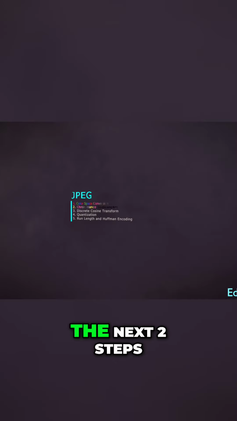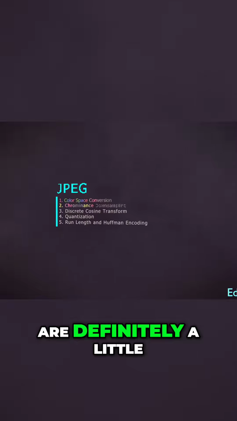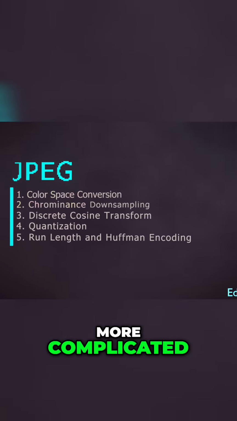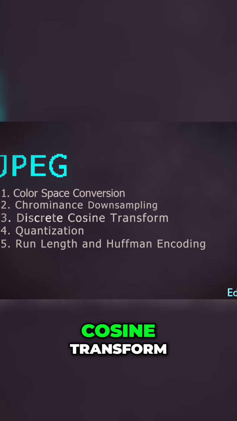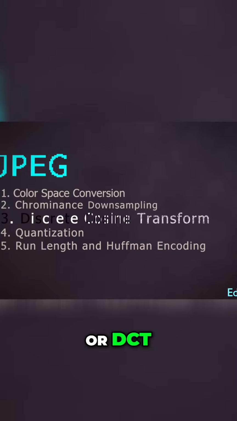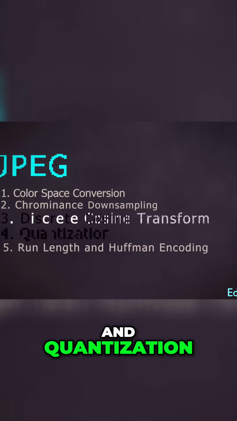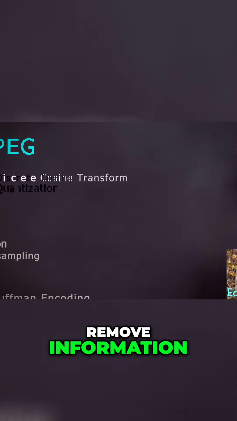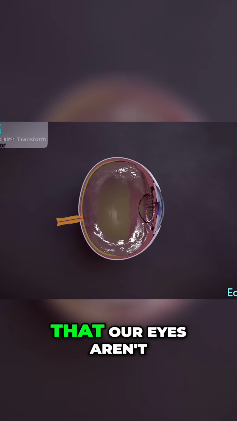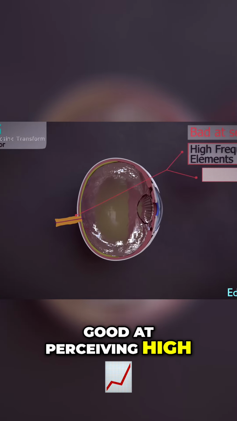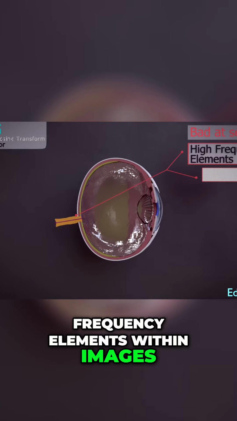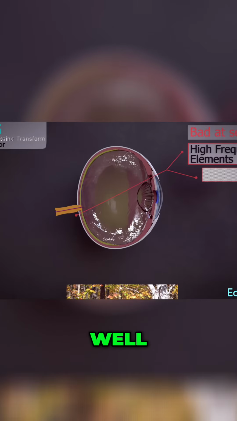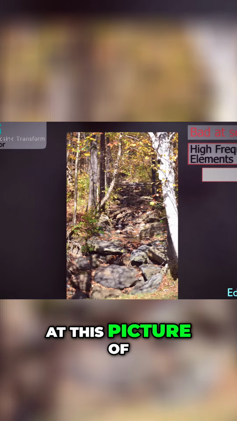The next 2 steps are definitely a little more complicated, and they're called discrete cosine transform, or DCT, and quantization. Together, these 2 steps also remove information, but they do it by exploiting the fact that our eyes aren't good at perceiving high-frequency elements within images. What does that mean? Well, let's take a look at this picture of the woods.